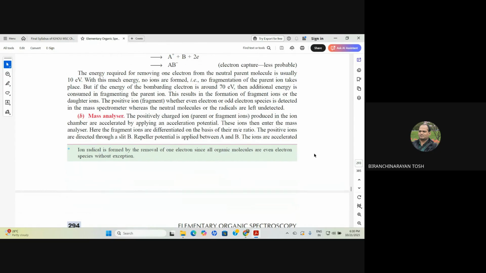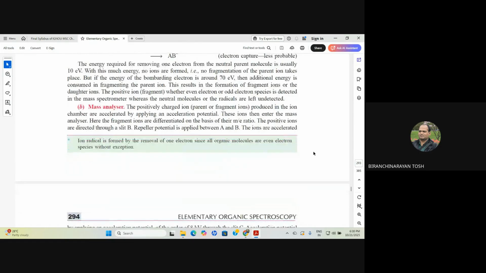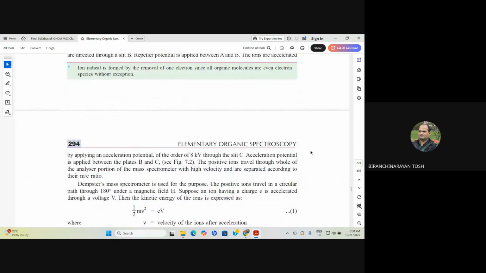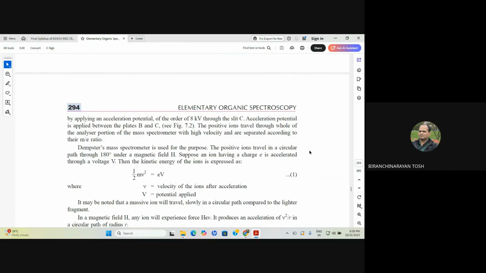The positive ions are directed through a slit. Then repeller potential is applied between A and B. So the ions are accelerated by applying an acceleration potential of the order of 8 kilovolt through the slit C. Acceleration potential is applied between the plates A and B. The positive ions travel through the whole analyzer portion of the mass spectrometer with high velocity and are separated according to the M by E ratio.